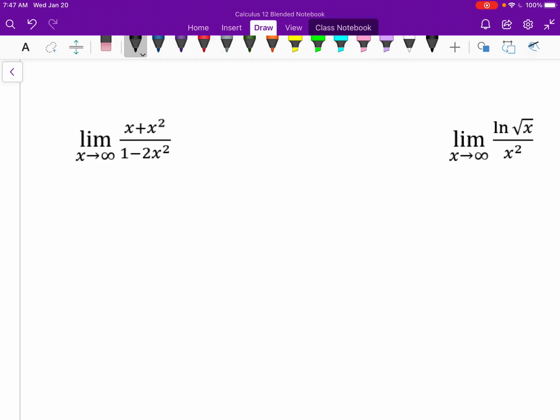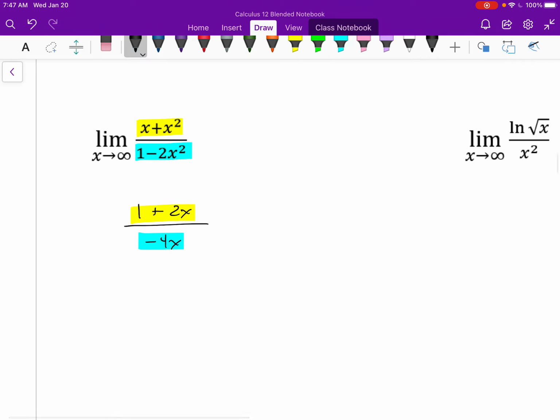All right, so same idea. Differentiate the top, differentiate the bottom. The numerator is 1 plus 2x. The denominator is negative 4x. And so now I want to find the limit as x approaches infinity here. That's it, as x approaches infinity.